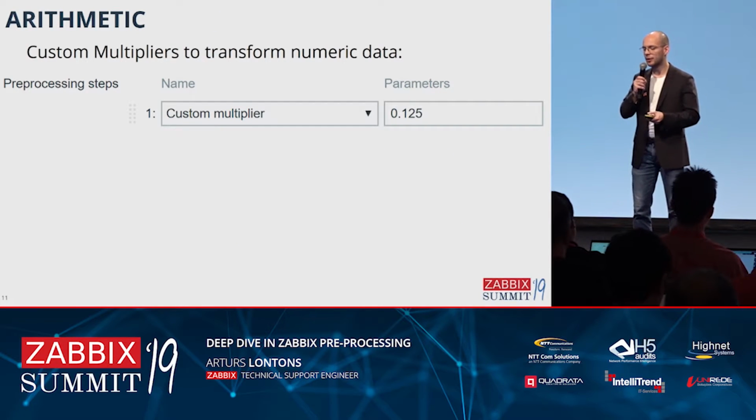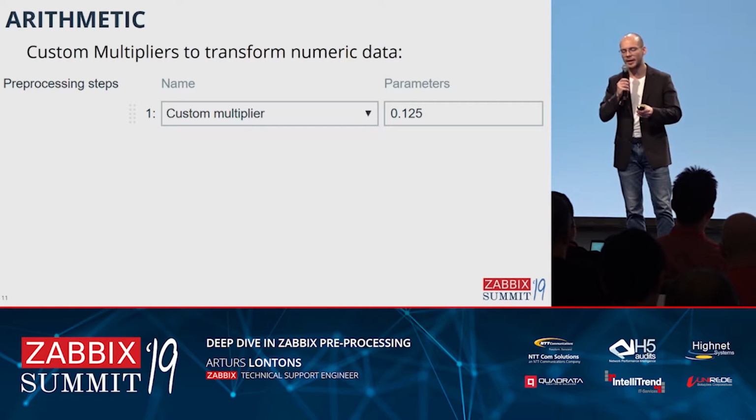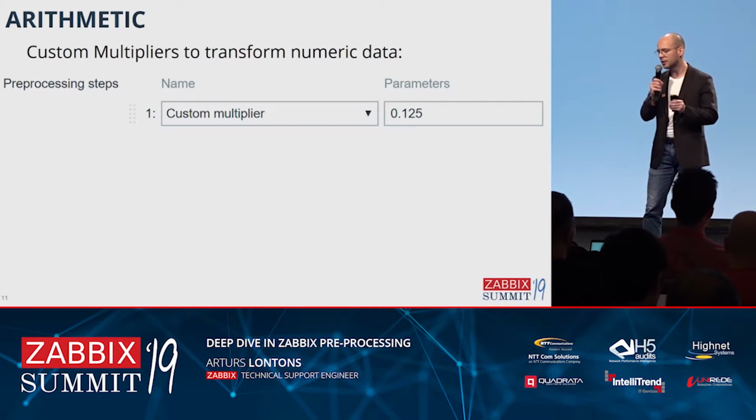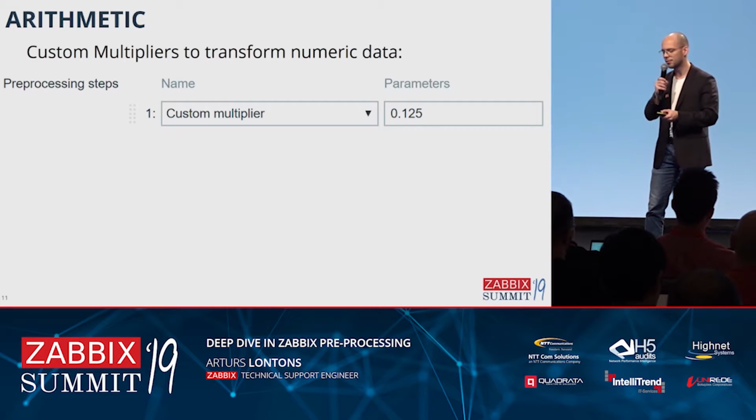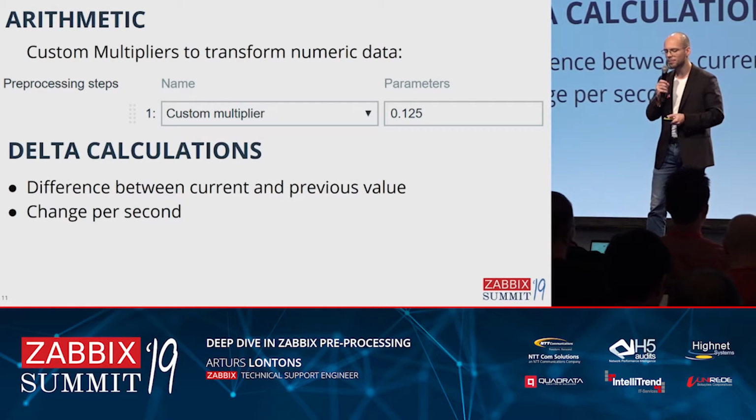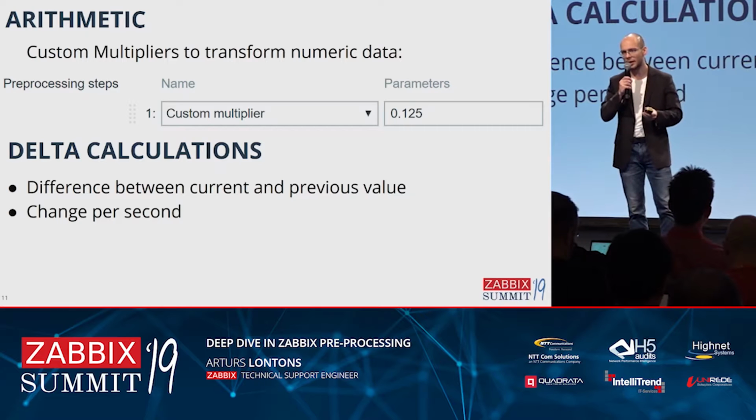Arithmetic, custom multipliers. I can multiply my data by an X amount, maybe to transform from bytes to bits or bits to bytes. Remember, if I want to do division, I need to use 0 point something. In this example, it's 0.125. That's division. And also, I can use delta calculations.